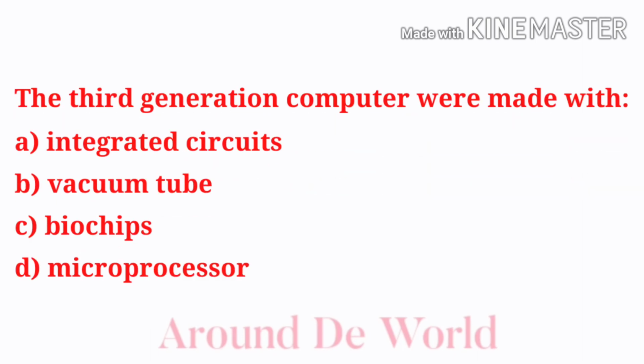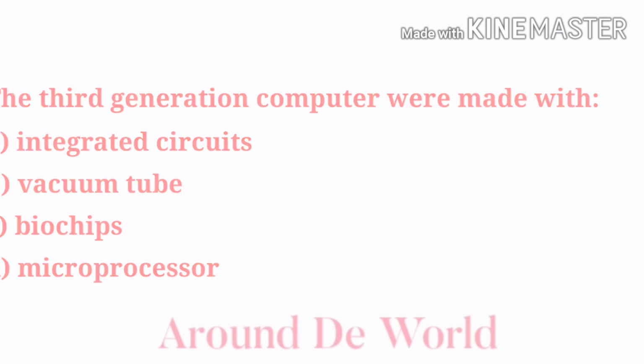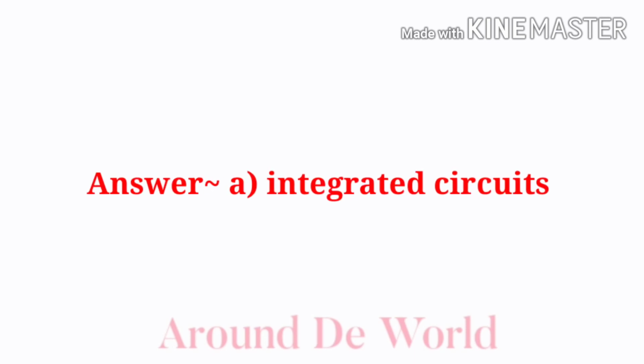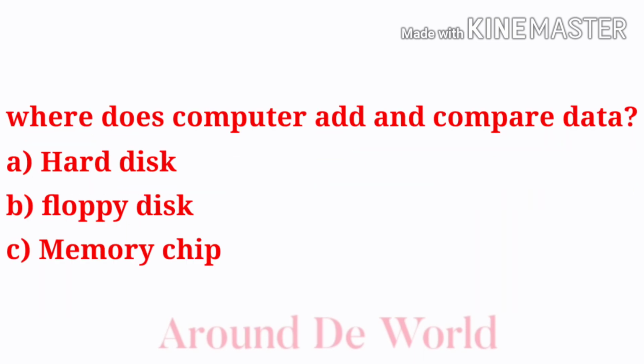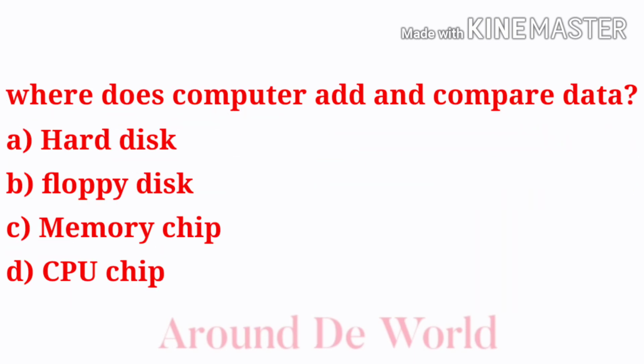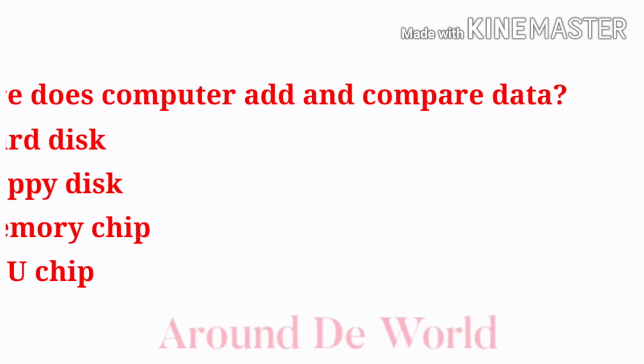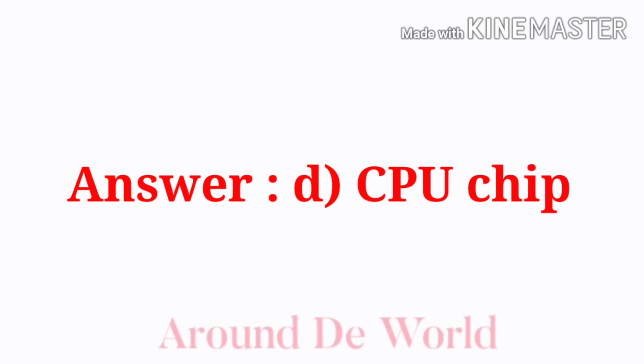Printed circuit board. The third generation computers were made with A. Integrated circuit, B. Vacuum tube, C. Biochips, and D. Microprocessor. And the correct answer is option A. Integrated circuit. Where does the computer edit and compare data? A. Hard disk, B. Floppy disk, C. Memory chip, and D. CPU chip. And the correct answer is option D.